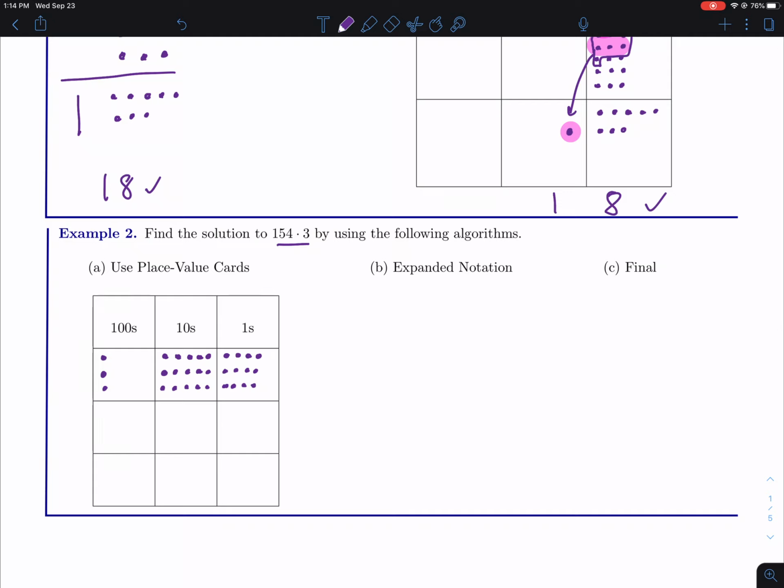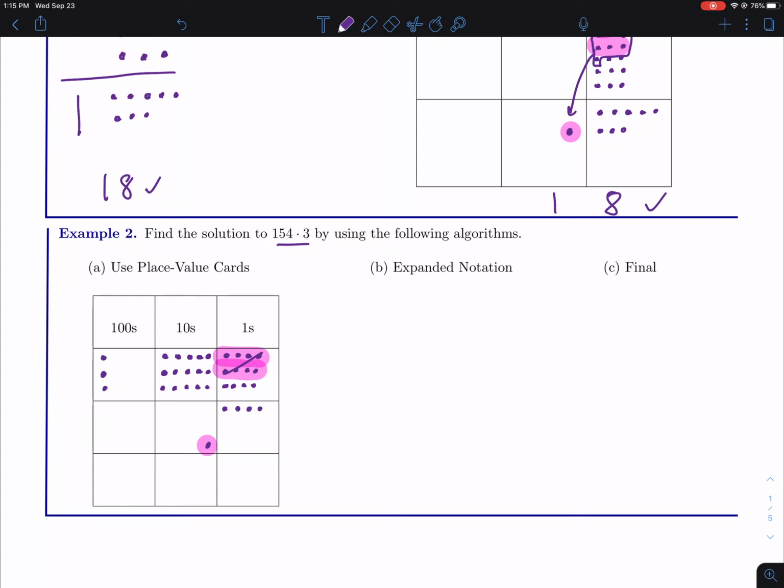And so now, just like above, I want to regroup any of these that are 10 or more, so that I can shift them over. In this case, I've got 10 in the ones position. So that means I can bring down a single dot in the tens position and get rid of those 10. At this point, I still have 4 left over, so let me bring these 4 down.